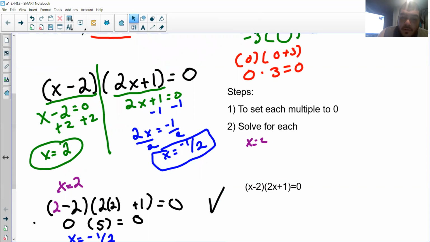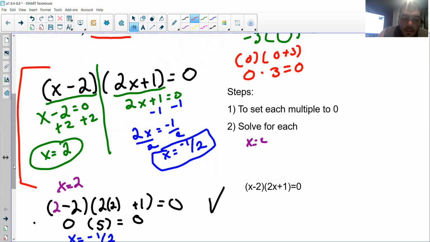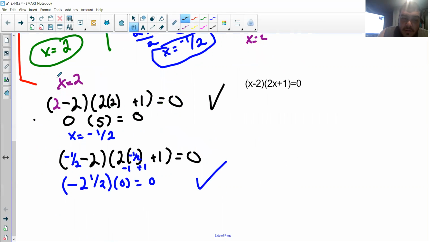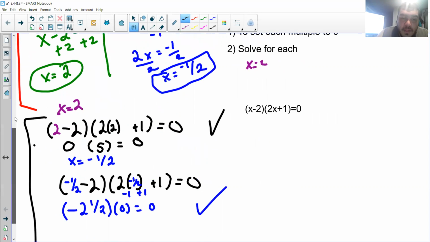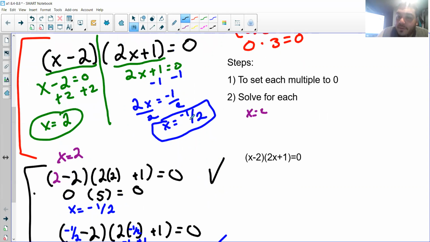This right here is the only thing I actually want you to do for the problem. This part would be like a teacher showing you why it's true or false. I'm just proving it. You don't need to do that. Go ahead, what's the answer? The answer is x equals 2 and x equals negative 1/2. Those are your two answers.